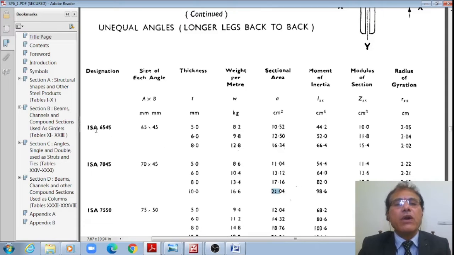But however, I want to optimize the section, and now I'll try with ISA 65 by 45 by 8 furnishing 1634 mm square. If at all it is failing, then obviously there is no other option but to go for this ISA 70 by 45 by 10 furnishing 2104 mm square. Therefore, let us say I want to optimize the section. Let us see how it works out, right?